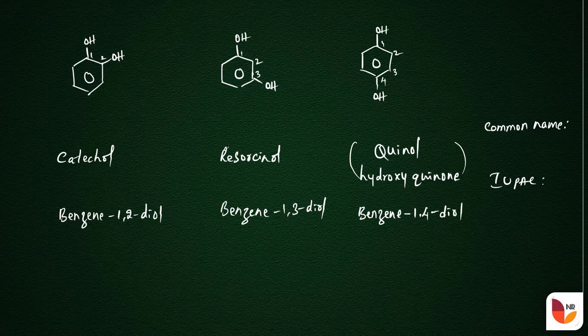That is, if the 2 hydroxyl groups are present at the ortho positions in the common system, it is to be named as catechol, and if the 2 hydroxyl groups are present at the para positions, the molecule is to be called as quinol or hydroxyquinone. If the 2 hydroxyl groups are present at the meta positions, the molecule is to be called as resorcinol. And in the case of IUPAC system, first write the name of the benzene, and then the position of the hydroxyl groups are indicated by using the numbers, and the number of hydroxyl groups are represented by using the prefix.